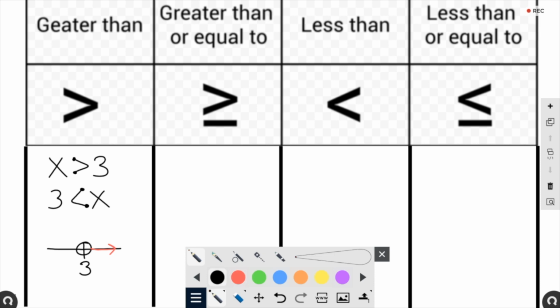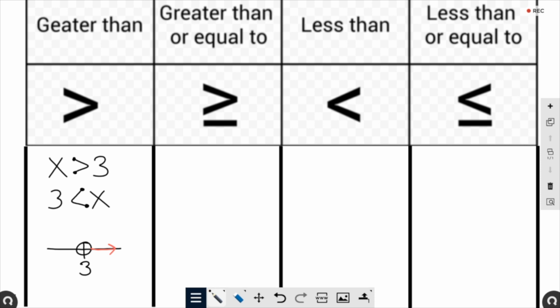Now let's go to the next inequality, greater than or equal to. Once again, I could write this 2 different ways. I could write it with my variable on the left side of the inequality, or I could write it with my variable on the right side of the inequality. Whenever you read inequalities, once again, I'm going to read it starting with my variable. So this reads as x is greater than or equal to 3. I know x is greater than because x is on the open side or the big side of my inequality.